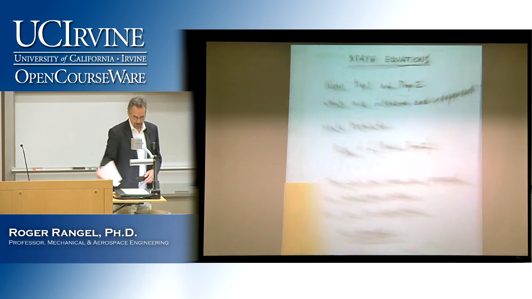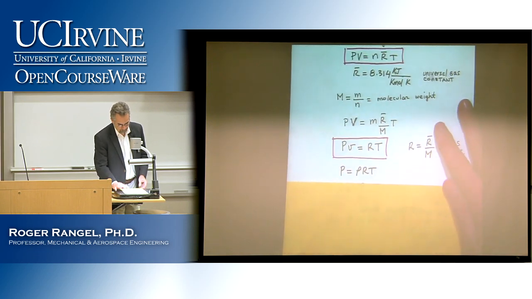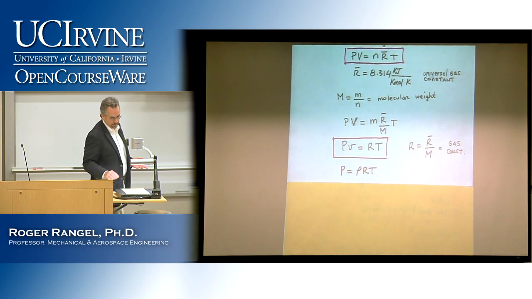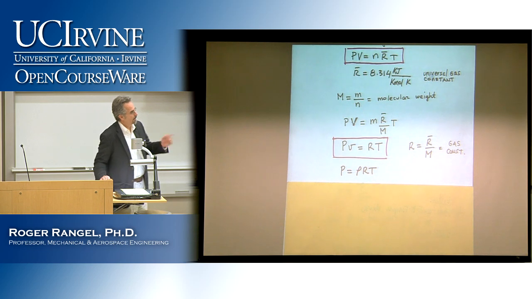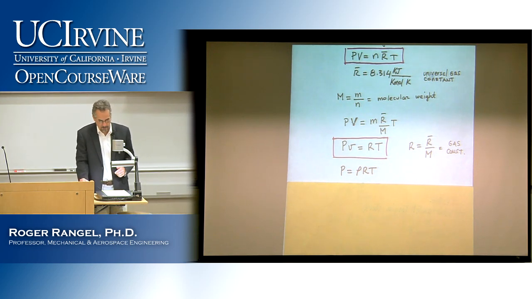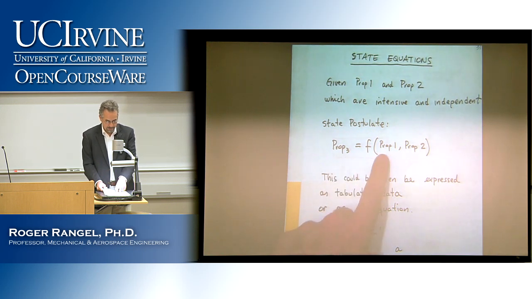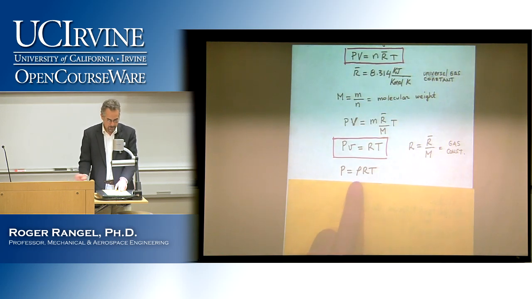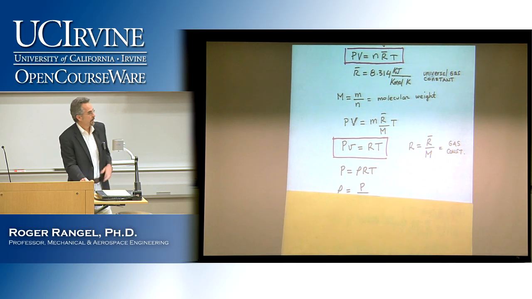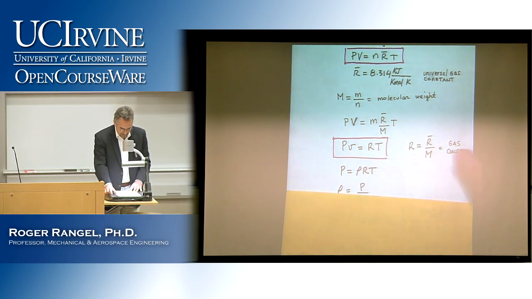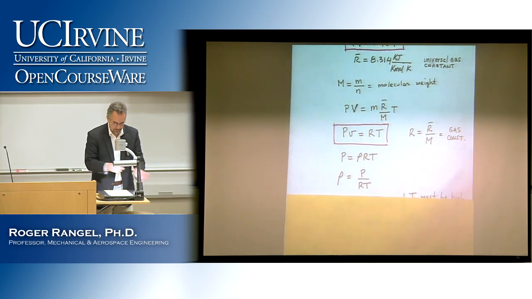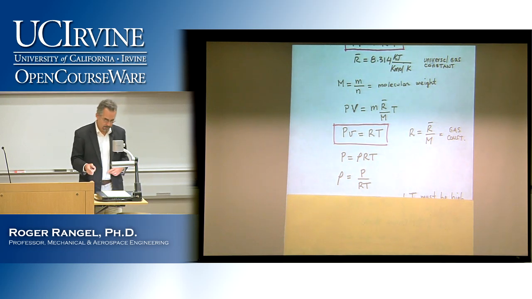Because I could solve for the pressure, for example, and write P equals ρRT. I write density instead of specific volume. So it has exactly this shape. If this is pressure, and property 1 and property 2 are, for example, density and temperature, then that has that shape. So that's the ideal gas law. You can write it any other way you want. You can solve for ρ, solve for P, solve for T.